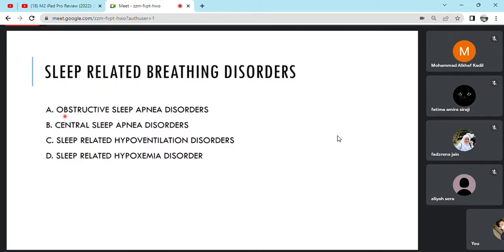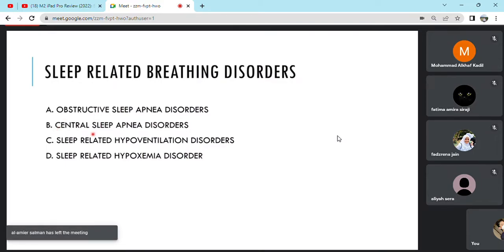And of course, in obstructive sleep apnea, you have to remember that OSA is not only seen in adult patients, but you can also see OSA in pediatric patients. Okay? So when you talk about OSA, you can actually talk about OSA in adults and OSA in pediatrics.